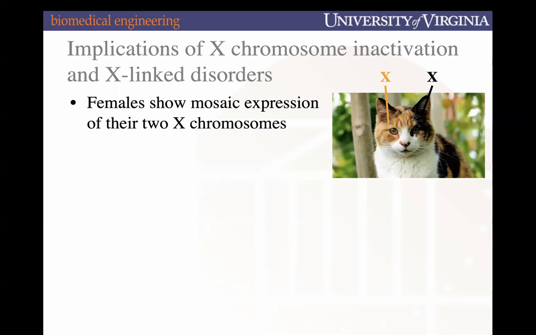And so one example of this in mammals is that the fur color on cats is an X-linked gene. And so different X chromosomes have been inactivated across the body of the cat, which explains why they sometimes have different colors throughout their body. And so that's one example of mosaic expression of X chromosomes.